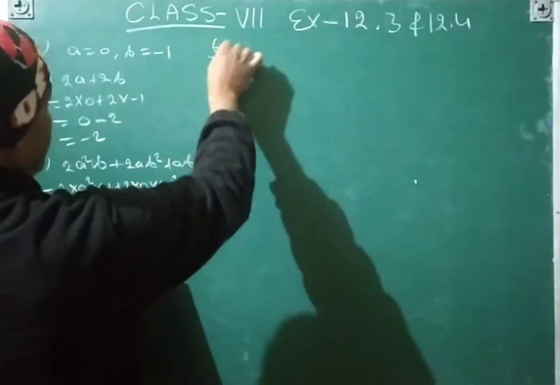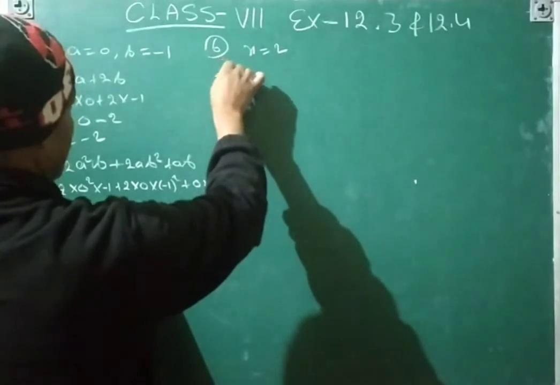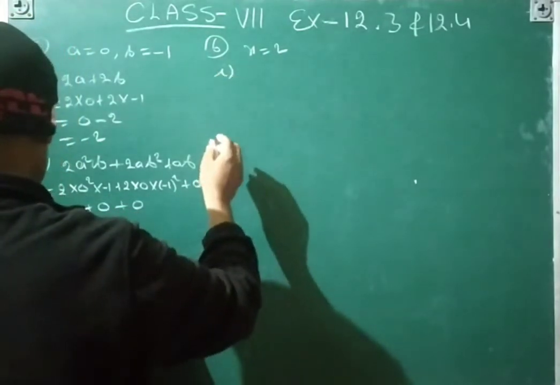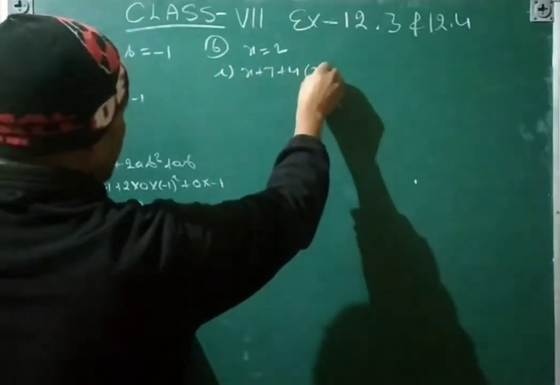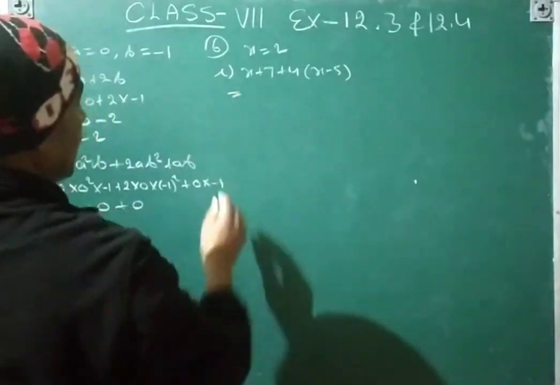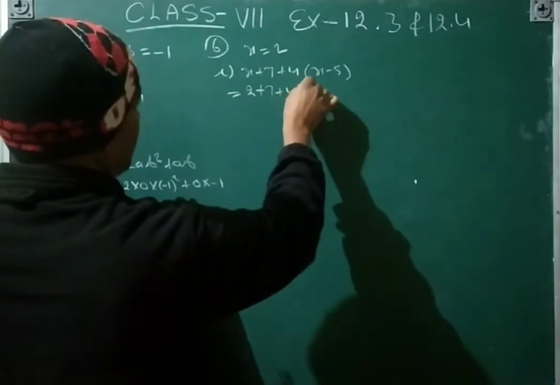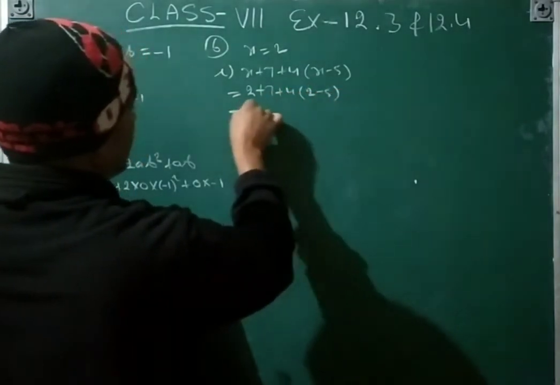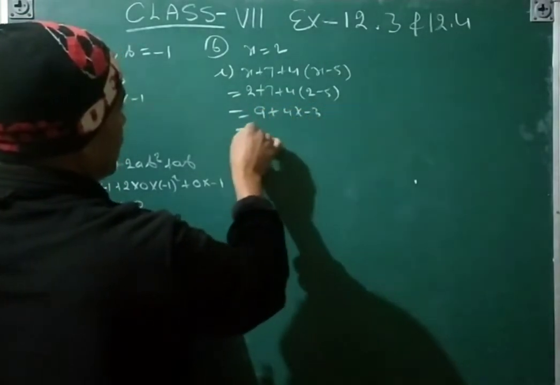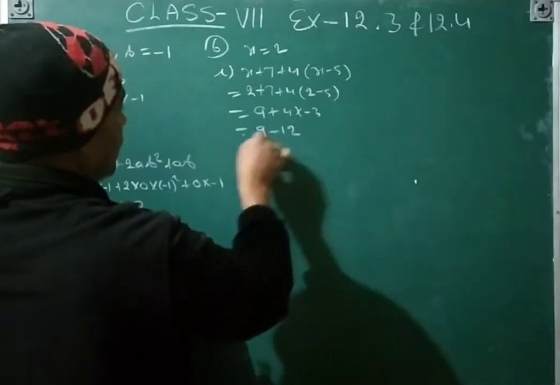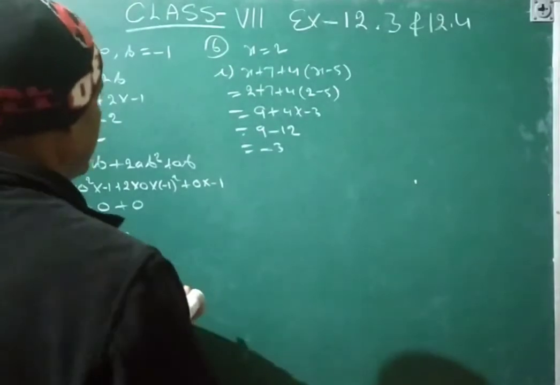Sixth question, also the same, but written like this. Similarly, you can write the first part: x plus 7 plus 4 bracket x minus 5. Where you see x, you place the 2. So 2 plus 7 plus 4 bracket 2 minus 5. So 2 plus 7 is 9, plus 4 into minus 3. So 9 minus 4 3 is 12. So that 12, less 3, minus 12 less 9 minus 3.